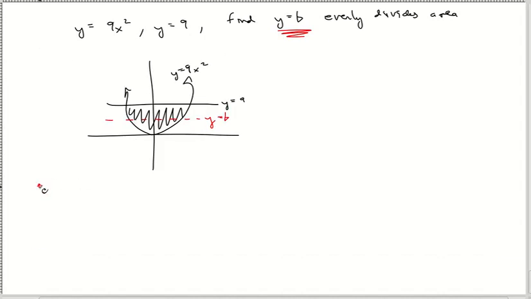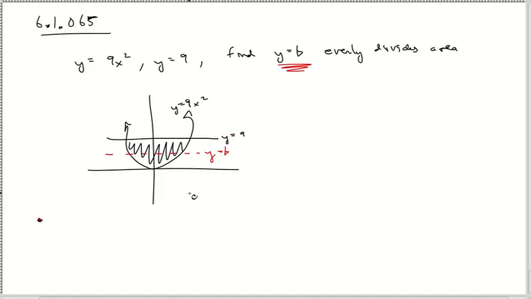So now, how do we tackle this problem? What are we going to do? To evenly divide something, I'm going to find the total area first. So I'm going to call that the total area. I need to find this whole shaded region here. To make it a little bit easier, because it's symmetric, I'm only going to focus on this half over here and double it.